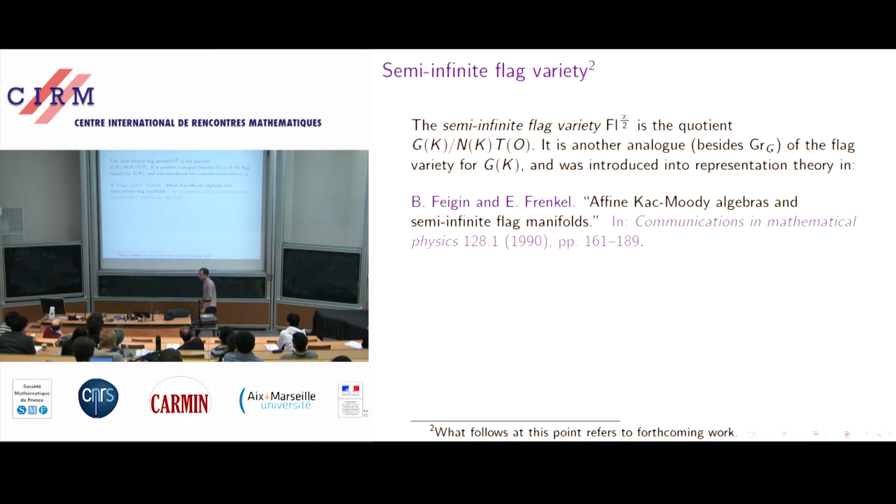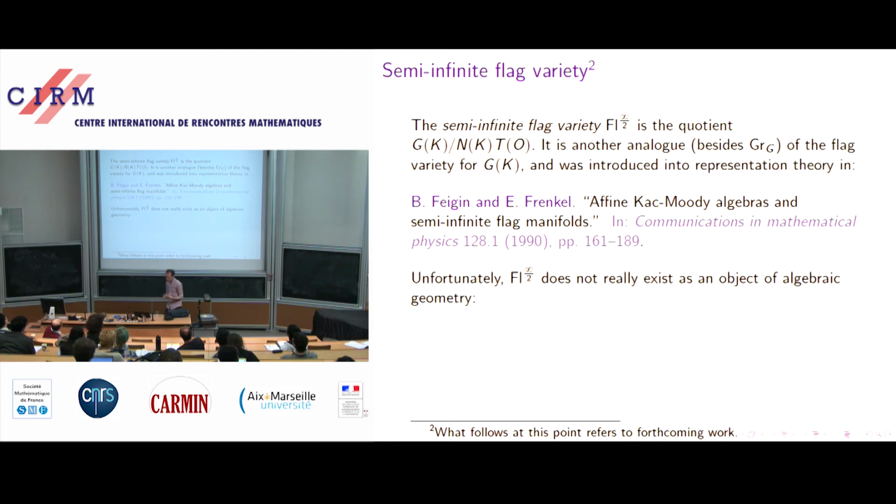OK, so now I want to discuss some applications of this result to some infinite dimensional geometry. So first of all, the semi-infinite flag variety is something that Feigin and Frenkel introduced into geometric representation theory. And their idea was that there should be some kind of nice space that parameterizes G(K)/N(K)T(O). So it's pretty close to G(K)/B(K), but I extend by a lattice. And you can think of this as a kind of different analog of the flag variety for the loop group. It's just a different one.